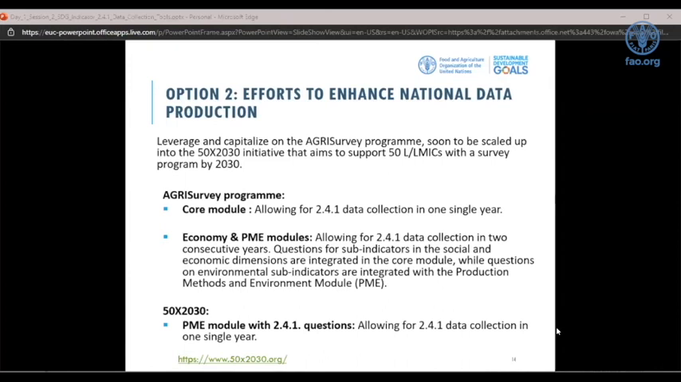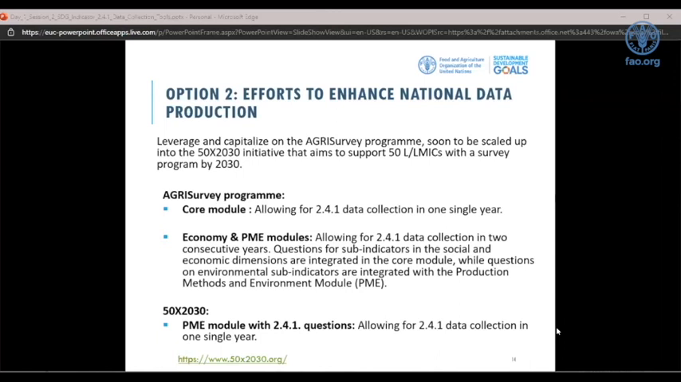So within the AgriS survey program, we have different modules. In fact, we have five modules, of which we have selected three to collect information on SDG 2.4.1. The three that we have selected are the core module, the economy module, and the production methods and environment module. Within the core module, we have integrated all the questions of SDG 2.4.1 within the guidelines or the questionnaire of the AgriS survey program. It allows countries to collect all information on SDG 2.4.1 in one single year.